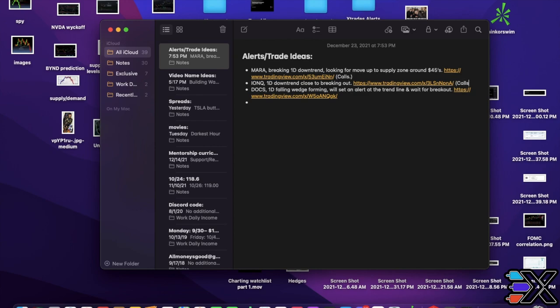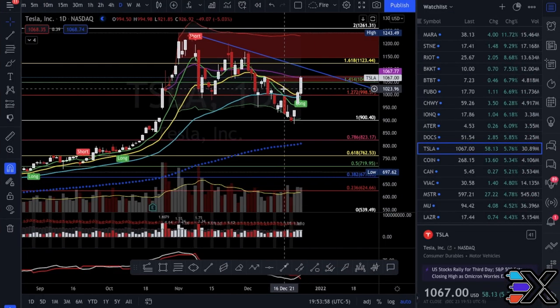And you see that I'm putting my planned direction. So I'm trading calls for Mara, calls for IONQ, calls for DOCS, and maybe puts if it rejected. And you always want to wait for confirmation.